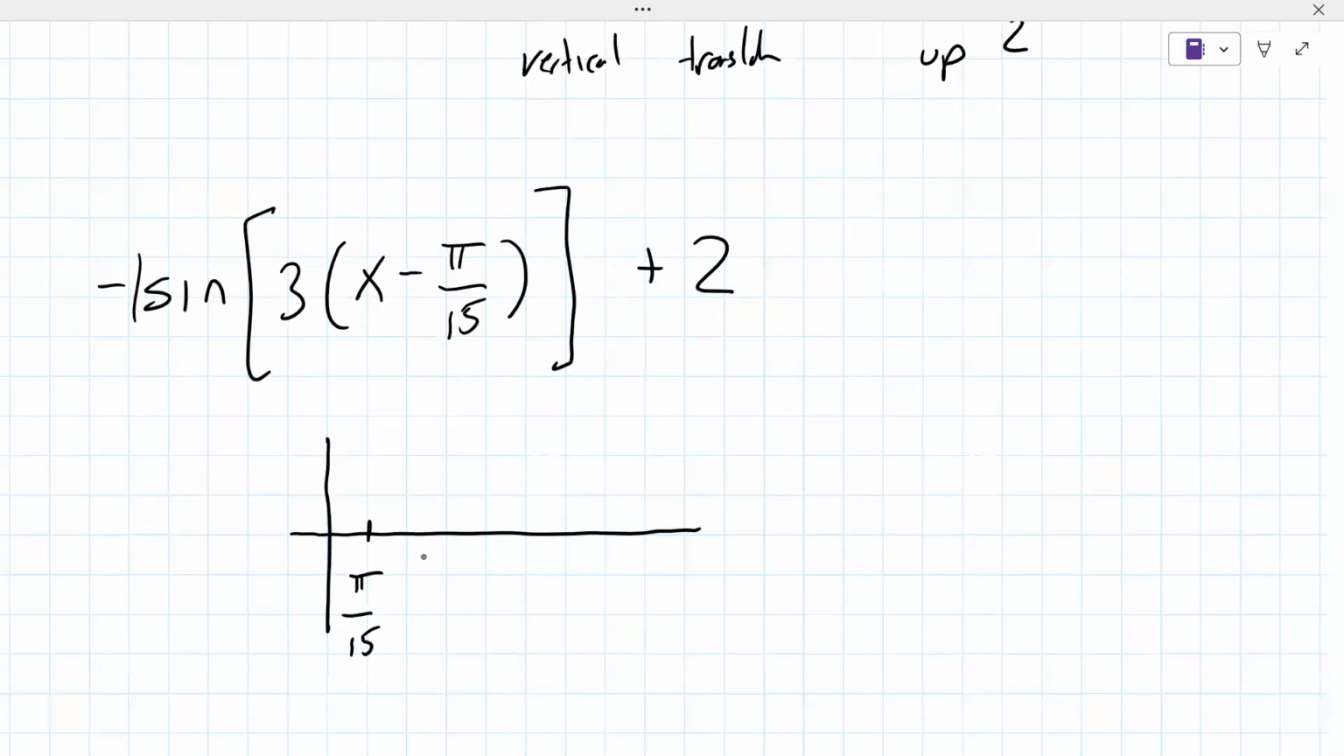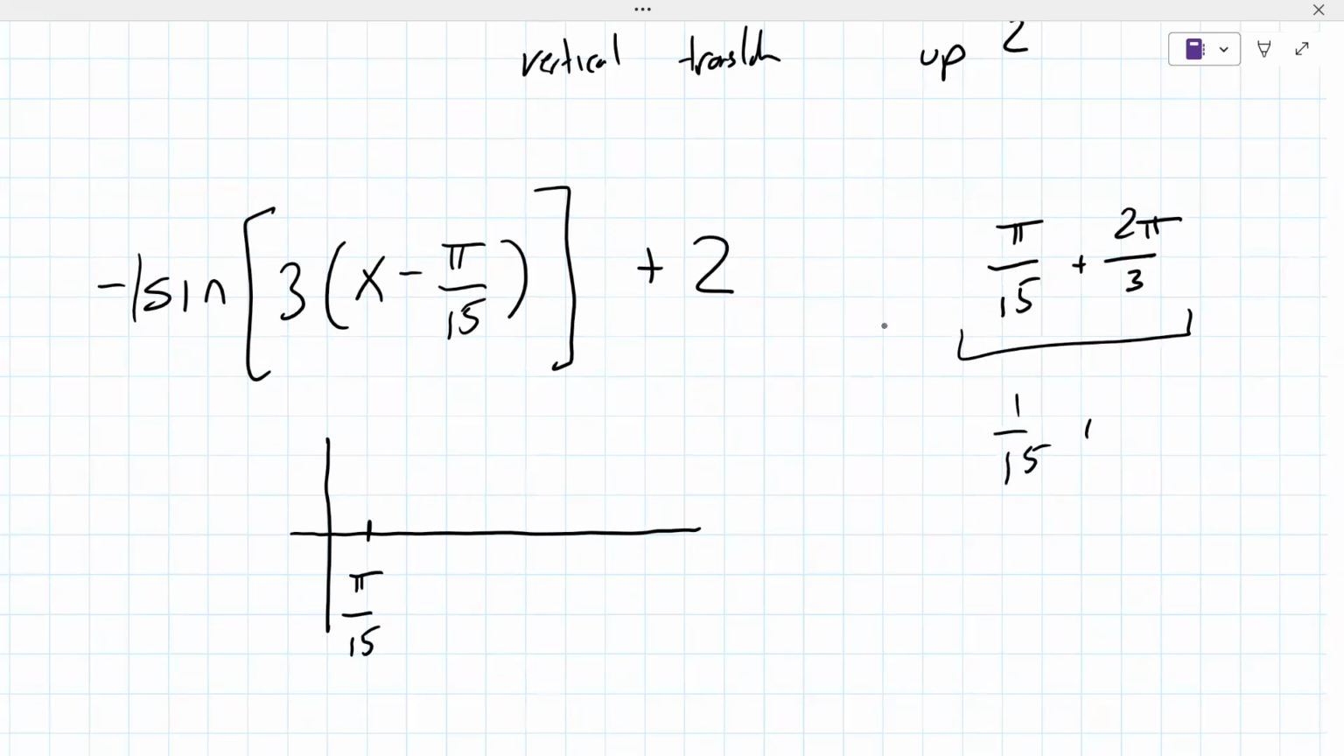But you're going out one period. So you're going to go out pi over 15 plus 2 pi over 3. Could you add these together? You have to make a common denominator for that. Add what to make the common denominator? The analogous problem is what is 1 over 15 plus 2 over 3? Pi over 15. Yeah.